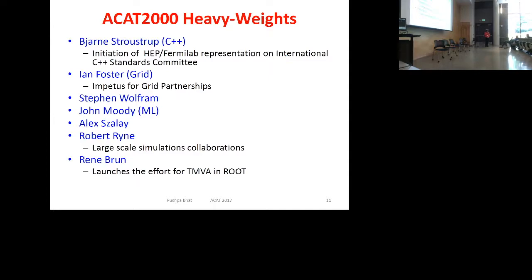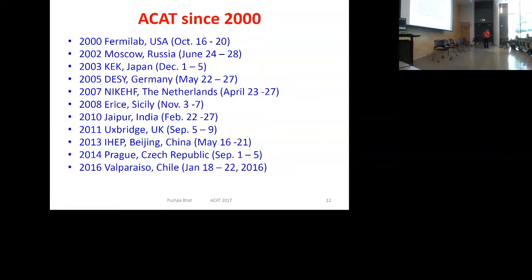And in fact, it was at this meeting, I think, that he really got passionate about launching TMVA, implementing multivariate analysis methods in ROOT. And so TMVA, I think, was born at this 2000 ACAT workshop. So since then, ACAT has been held at all these different places. So you can see, it has gone around quite a bit around the world to Russia, Japan, Germany, Netherlands, Italy, India, UK, China, Czech Republic, and the last one was in Chile.